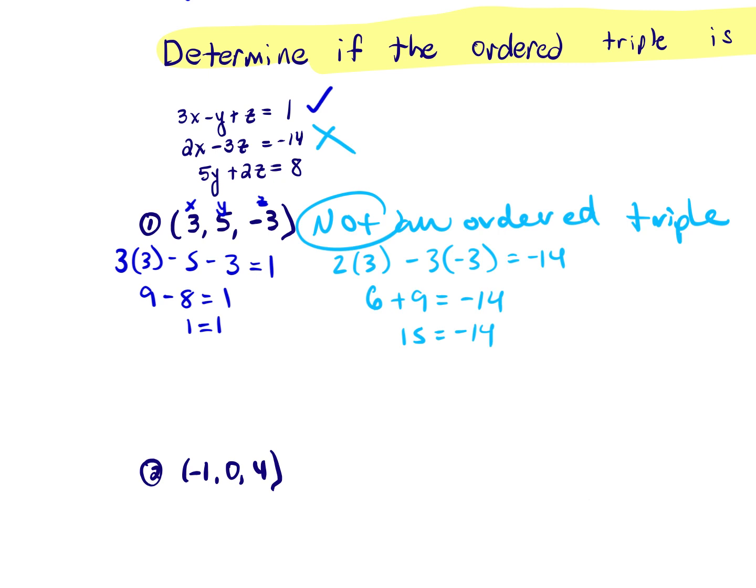So it has to work in all 3. You have to try all 3 of them, but if it doesn't work in the first one, then it's not an ordered triple. You don't have to try the rest of them. Just make sure your math isn't off. So as soon as it doesn't work in one, you're done. It's not an ordered triple, but if it's going to work, you have to check all 3 of them. Like we did for this one, it works in the first one, but it doesn't work in the second, so it's not an ordered triple.